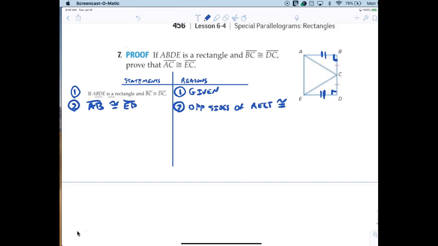Now, what do we know? Somebody, what else can you tell me? Angle B is congruent to angle D. All right, so let's go ahead and write that. Angle B is congruent to angle D.